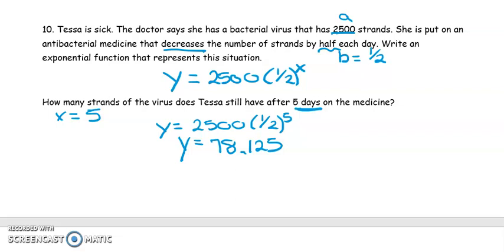Now, if we were counting things like animals or people or like population, things that can't be a part of a person, then we would want to make sure that we round appropriately. So like in this case, if this was talking about something that could not be a partial, then we would actually need to round down because we don't have that whole person or that whole animal. But here in this case, we're just fine with leaving the decimal.